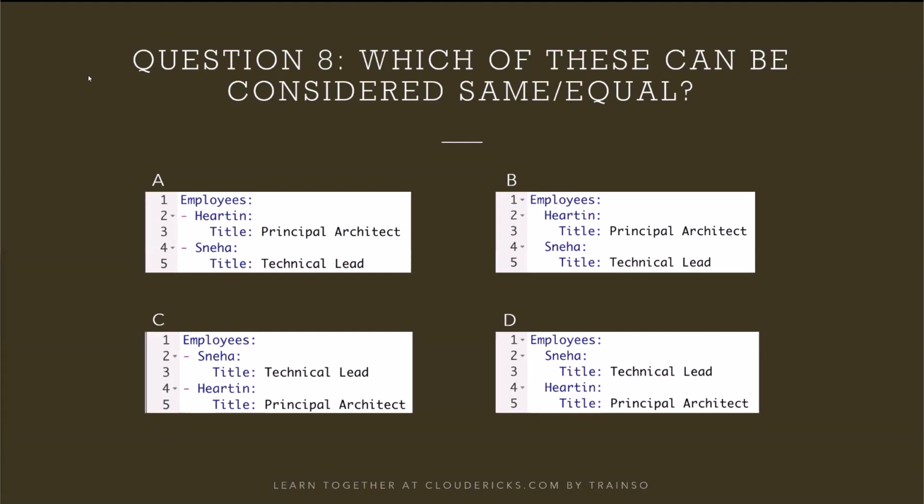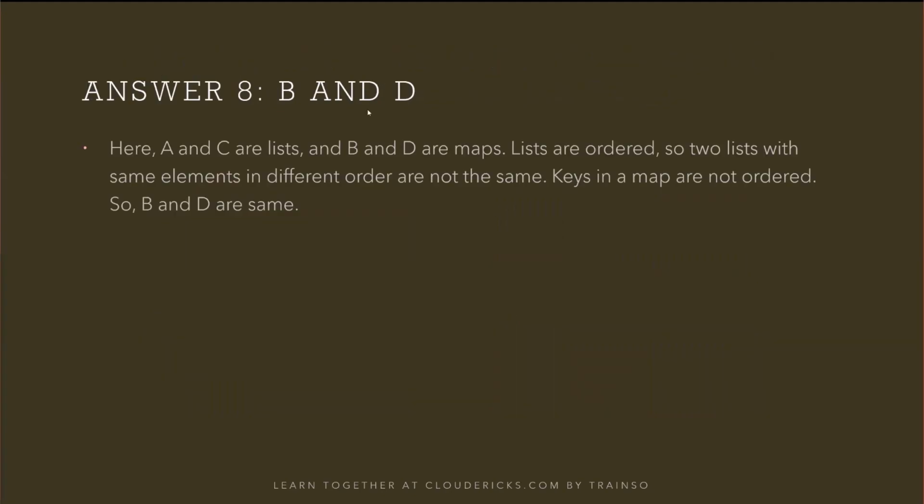Similarly, when you ask for the details of Sneha, it will pass through that hash function, and you will get exactly the location of Sneha. Here, the employees map B and the employees map D both have the same keys with the same values. So both of them are equal. So the answer is B and D. Here A and C are lists, B and D are maps. Lists are ordered. So two lists with the same elements in a different order are not the same. Keys in a map are not ordered. So B and D are same.